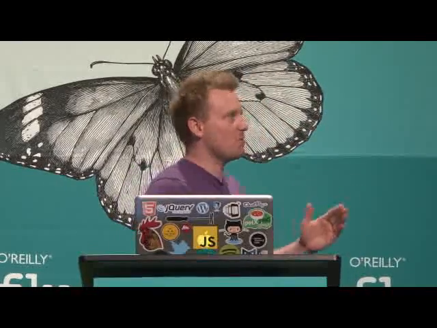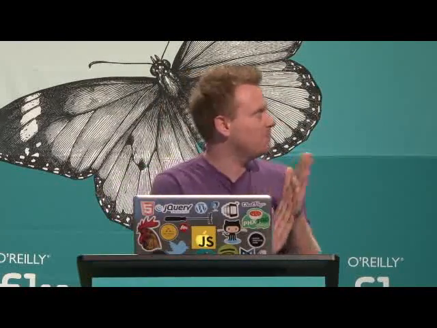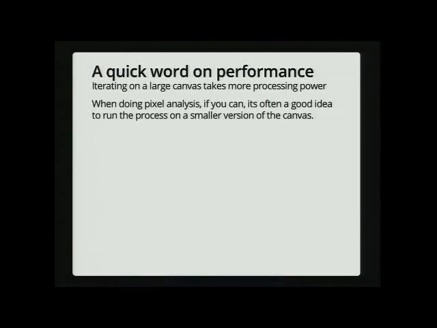Just a quick word on performance with that, because it can be slow. Iterating over a large canvas takes more processing power because we're basically going over every single pixel in the canvas. When you're doing pixel analysis, if you can, it's often a good idea to run the process on a smaller version of the canvas and then spit it out onto a larger one, which is why I had a video element and 2 canvases going there.